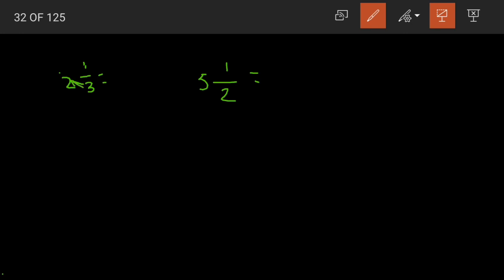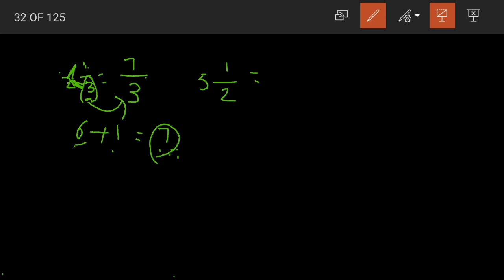Multiply the whole number and the denominator. 3 2s are 6 plus add the numerator. 6 plus 1 is equal to 7. Now this will be our new numerator divided by, what was the denominator here? 3. So the denominator will be the same. Okay, how did we get it? Multiplying the whole number and the denominator. 2 into 3 is 6. Then adding the numerator. 6 plus 1 is equal to 7. This will be our numerator divided by the denominator, which will be the same, 3 as it is.